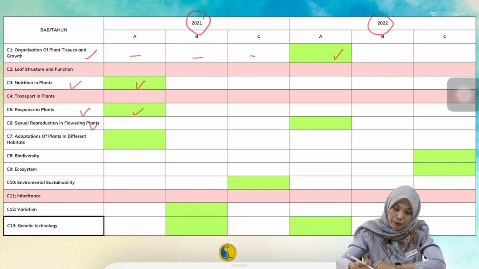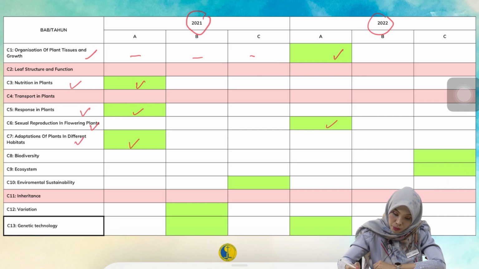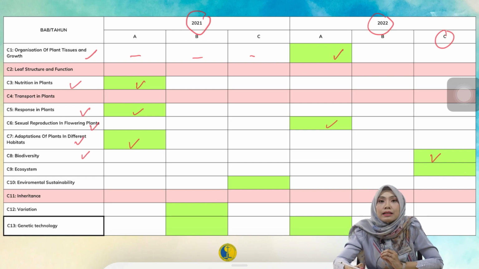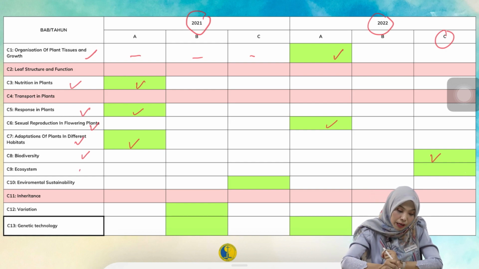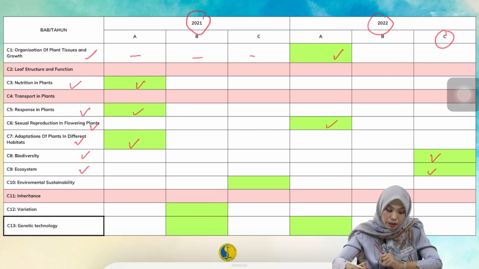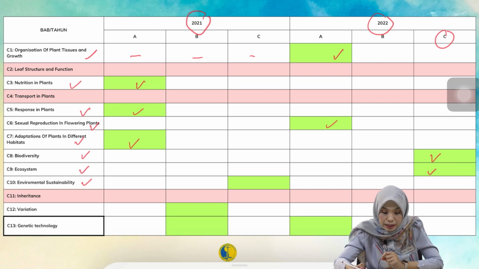Chapter 6 came out in 2022. Chapter 7 came out in 2021. Biodiversity came out in 2022 as a Section C. That means it's been tested as an AC question. Followed by Chapter 9, Ecosystem, came out as an AC question in 2022. And last but not least, Chapter 10, Environmental Sustainability, came out in AC section in 2021, followed by Variation.